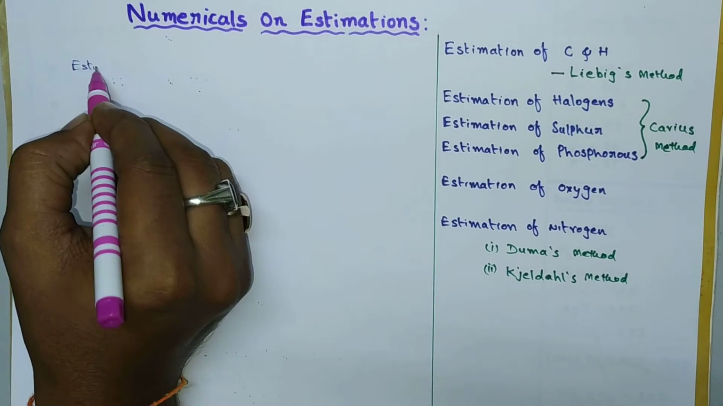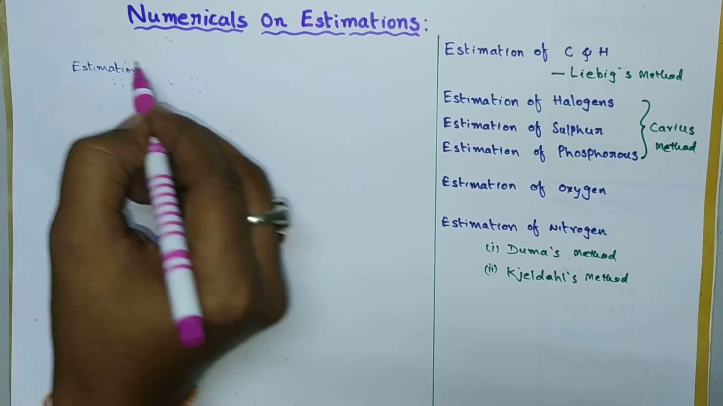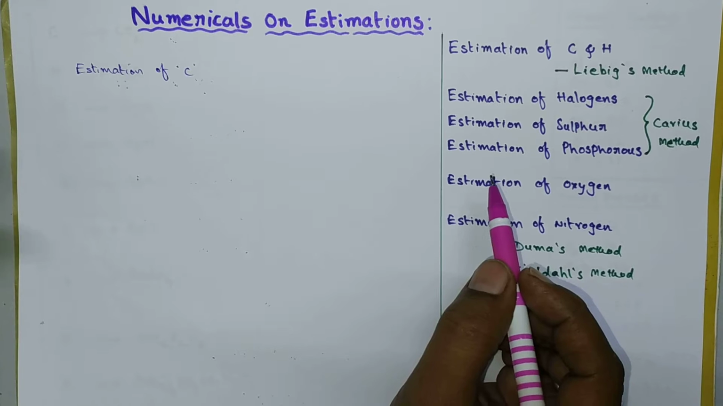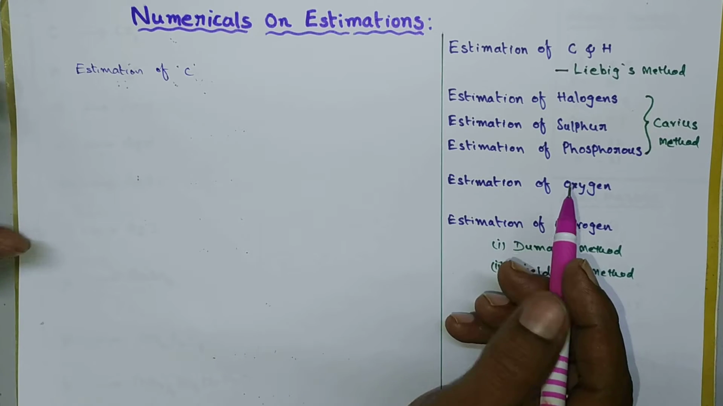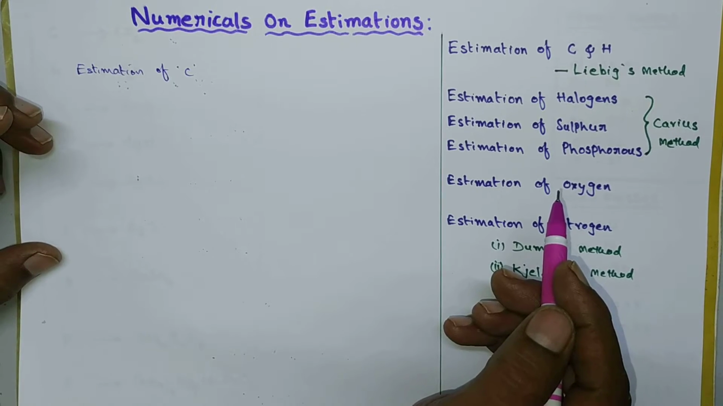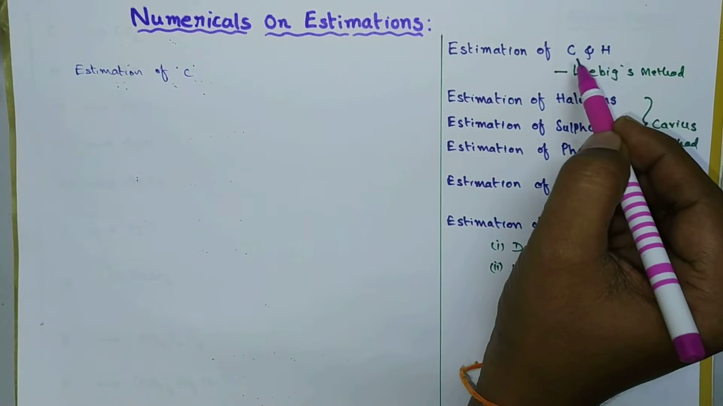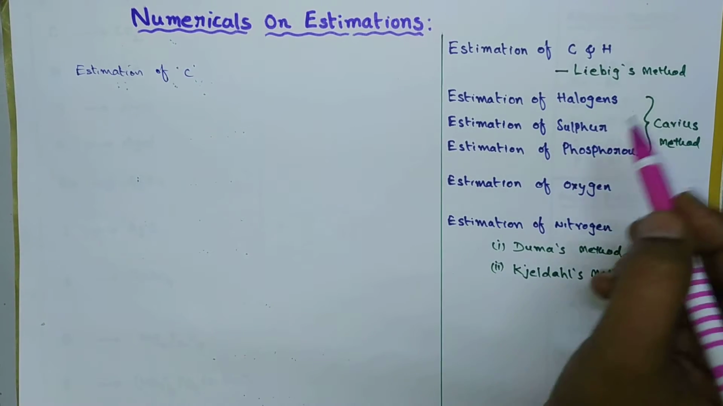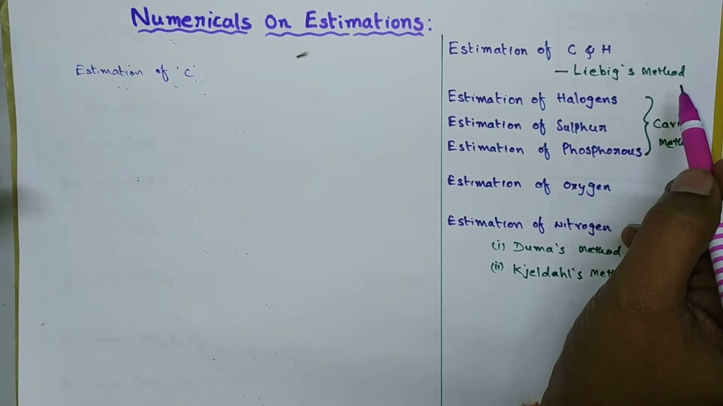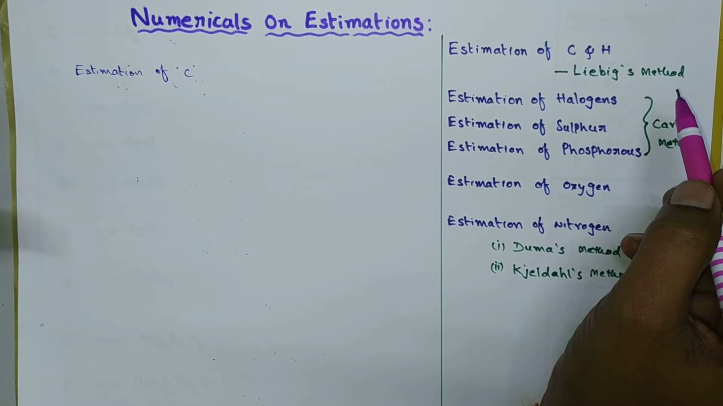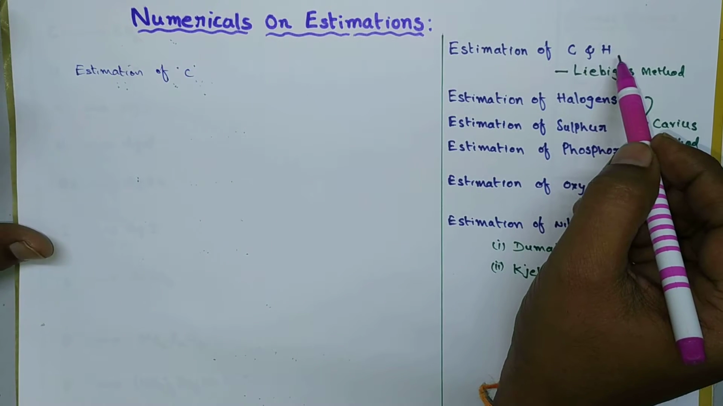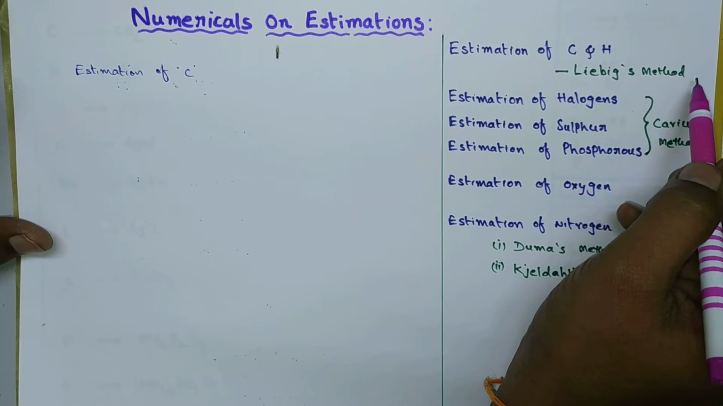Estimation of carbon. Now we have to estimate the element carbon which is present in the given organic compound. Along with carbon, many other elements may be there like hydrogen, phosphorus and sulfur. This Liebig's method is suitable only for compounds containing carbon and hydrogen only. If the compound contains carbon and hydrogen only, then only we can apply this Liebig's method.